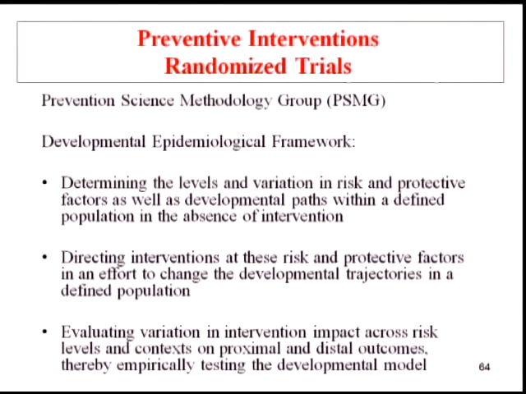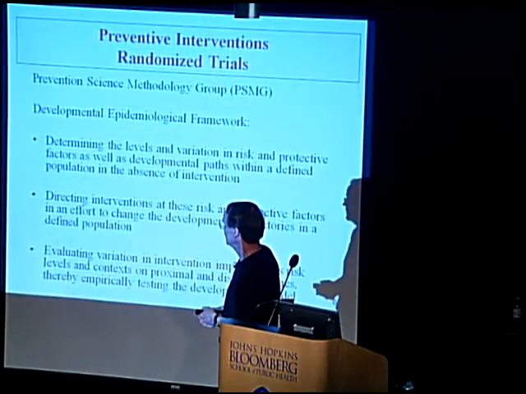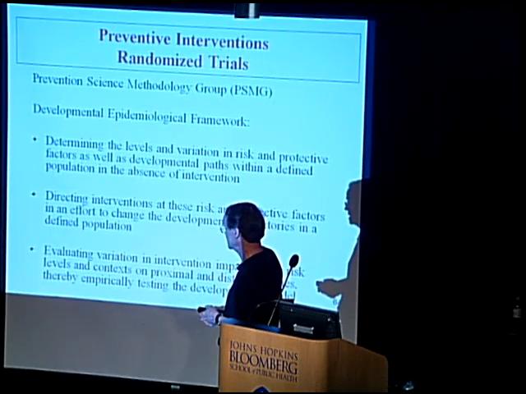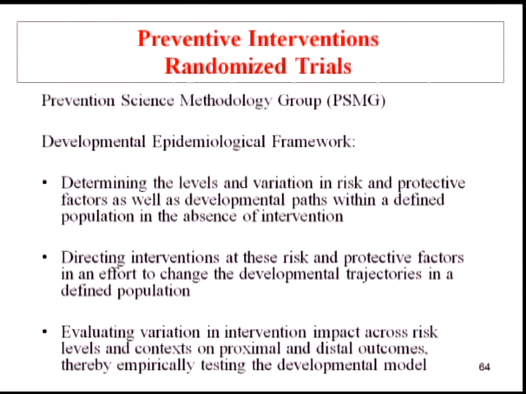I'm not quite sure. I haven't seen them do that, but that's like putting a path model, so to speak, upstream. That is, instead of just having covariates, not modeled, you can say that TX influences covariates, which influences the growth process. So it's a more elaborate model on the covariate side. That's what I mean by upstream. And then finally, evaluating variation in intervention impact across risk levels and contexts on proximal and distal outcomes, thereby empirically testing the developmental model. Nice language, huh?